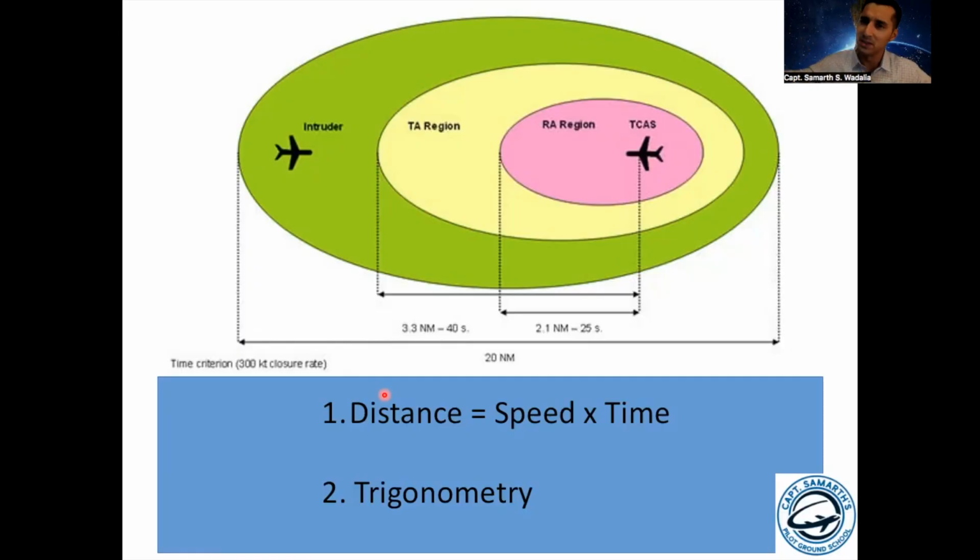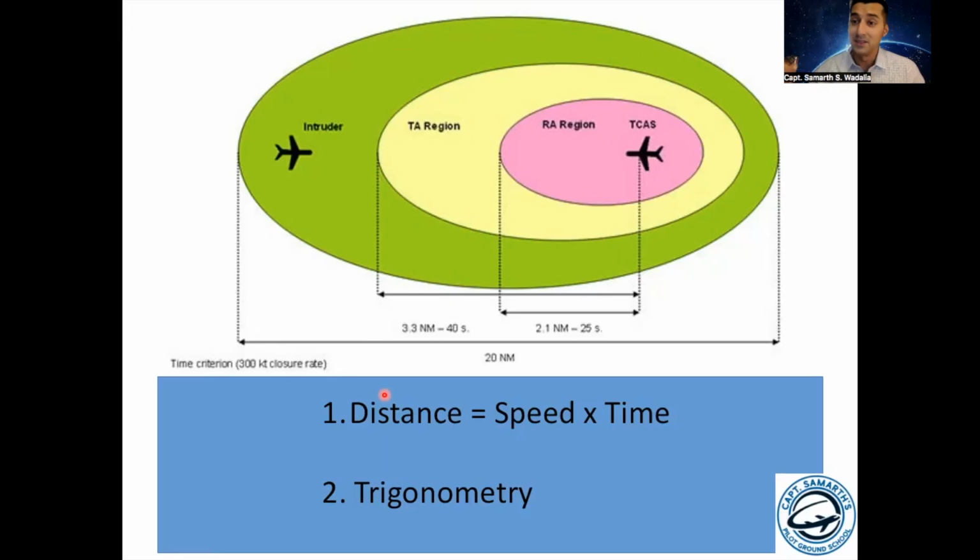Just place the traffic advisory bubble at 5 nautical miles and place the resolution advisory bubble at 1 nautical mile. The reason why it is not standardized to distance, guys, is because if you take speed out of the equation and you make the TA and RA regions purely about distance, if I am flying a Boeing 737 and the intruder aircraft is a Cessna 172, he will take a lot more time to reach me, assuming my TA bubble is 5 nautical miles, as opposed to maybe a MiG 21 who will reach me in just a couple of seconds.